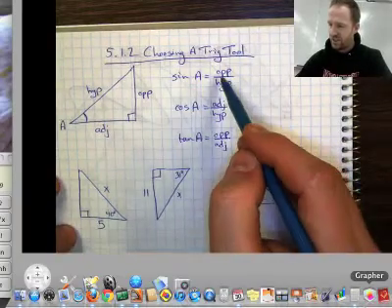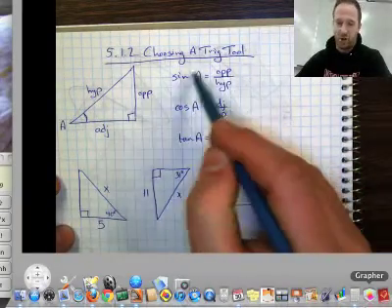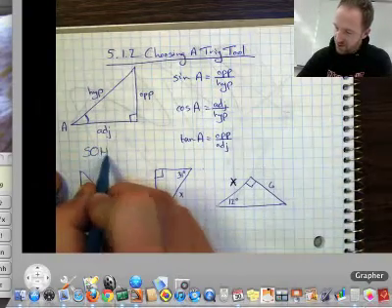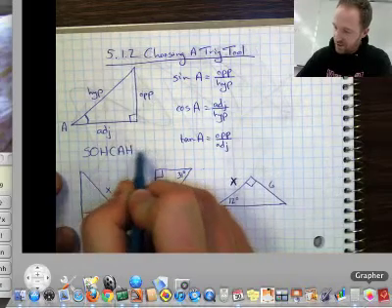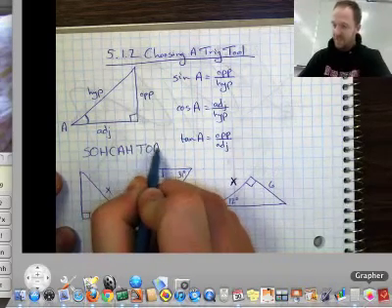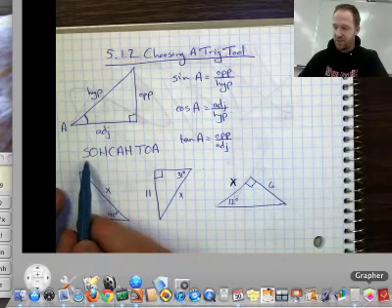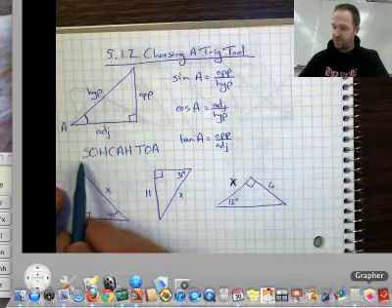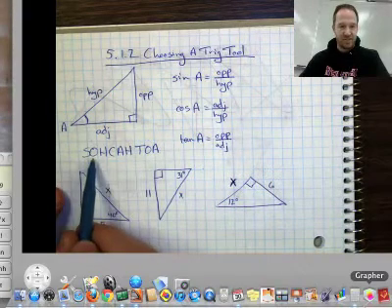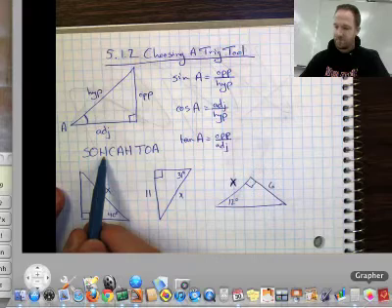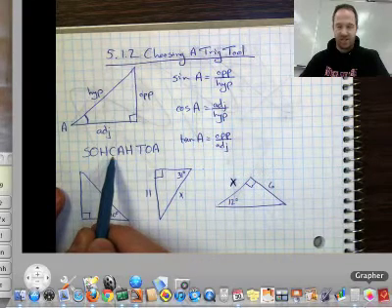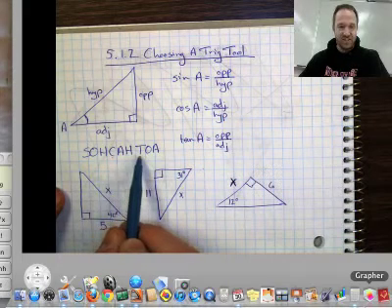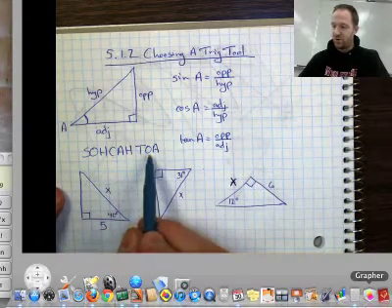I'm also going to give you an easy way to remember all of this stuff. And it's one word, and that word is SOHCAHTOA. The S stands for sine, the O is opposite, and the H is hypotenuse. So SOHCAHTOA tells us that sine is the opposite side over the hypotenuse. And that the cosine, that's C, is the adjacent over the hypotenuse. And tangent, that's the T, is opposite over adjacent.